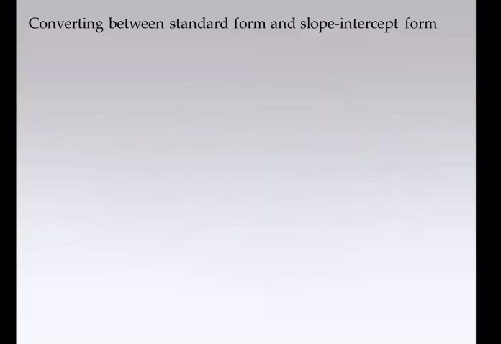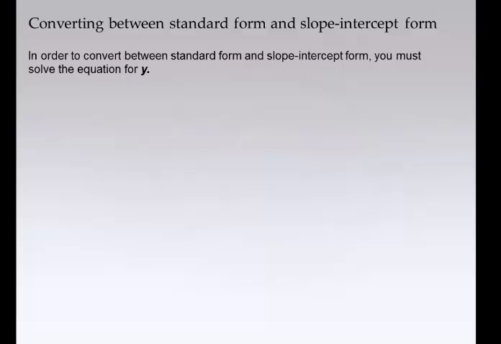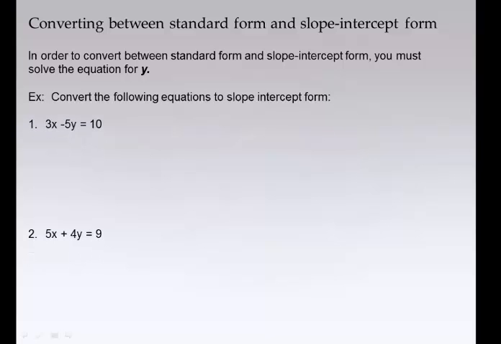So converting between standard and slope-intercept, we need to solve for y. So we want it to be y equals everything else. Okay, so I'll bring up our examples. The first thing we want to do is pick this 3x up and move it to the other side. We can just pick it up and move it, but we change the sign when that happens. Plus 10. The next thing we do is we divide everything by the coefficient on the y.